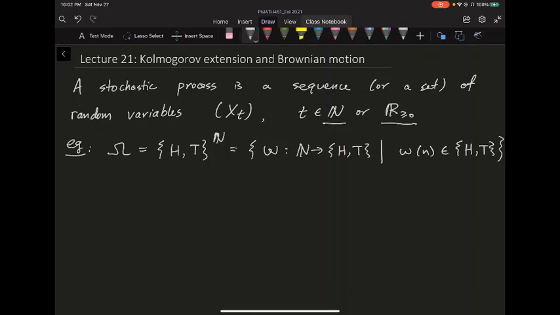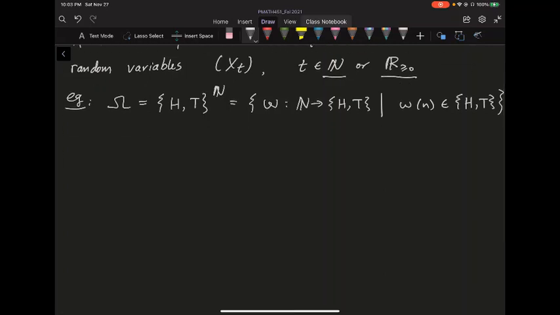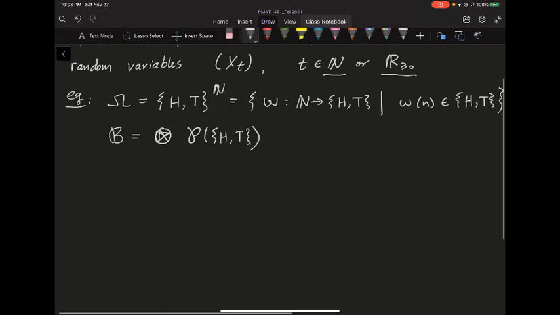And on this space, the sigma algebra is usually not the whole thing. Okay, so you can't really measure everything. So you usually take the product measure. So you treat it as a product of the single coin toss. Okay, so the sigma algebra is really the product sigma algebra. So you do the product of the power set of the nth coordinate, okay, so the heads and tails, and you take their product sigma algebra.